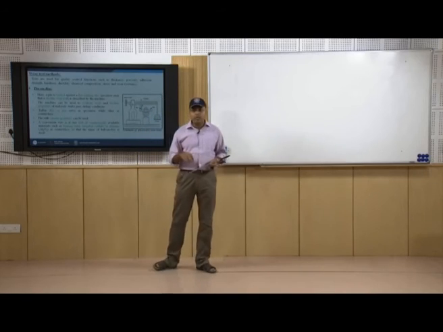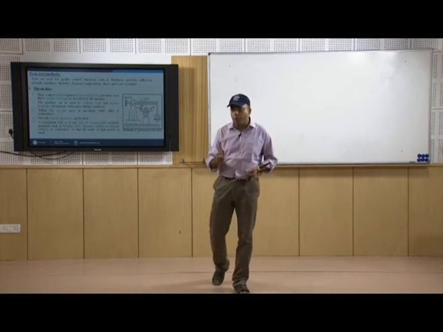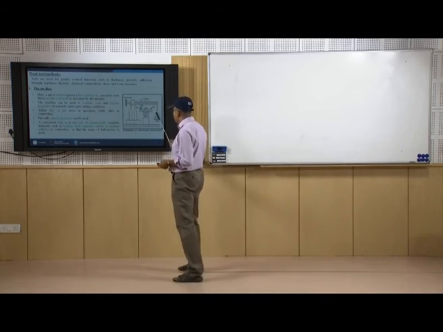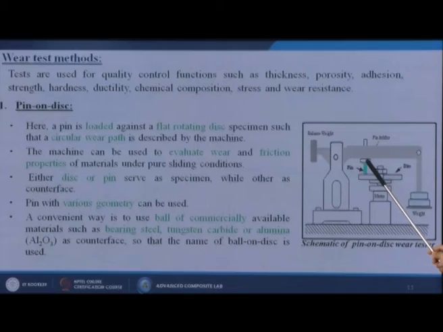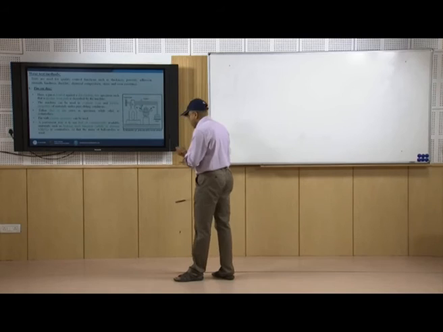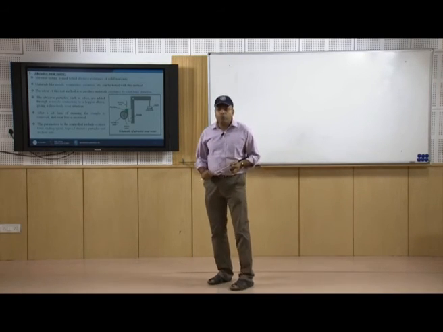Sometimes we use these materials in a pin, or sometimes in a ball shape. Here is the schematic diagram of that disc wear tester. Here we put some kind of weight that acts as a normal load of the pin onto the disc itself. Next one is called the abrasive wear tester.